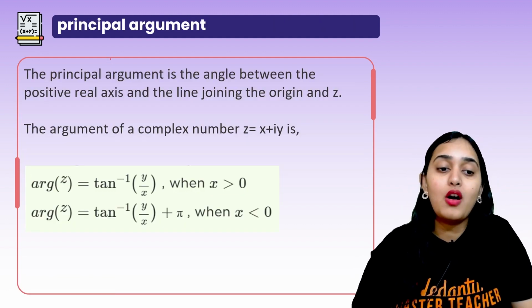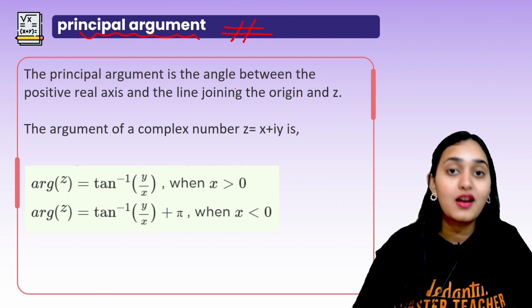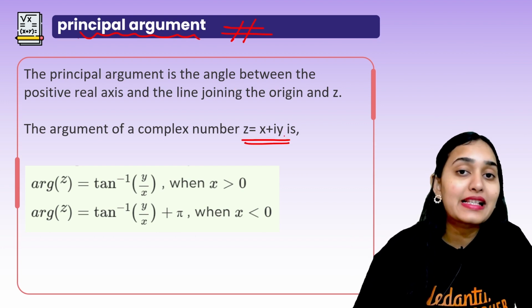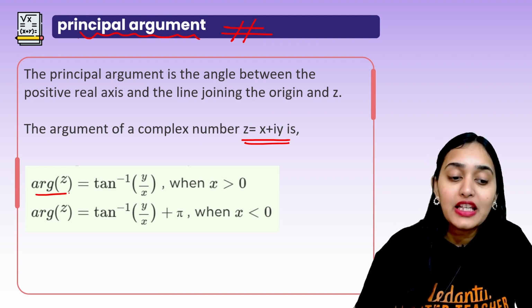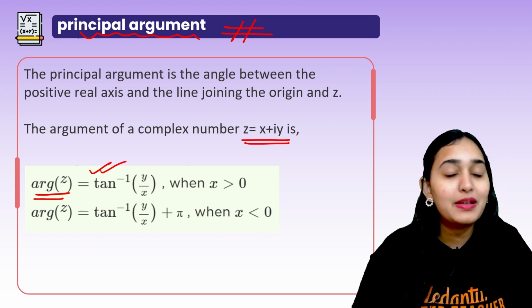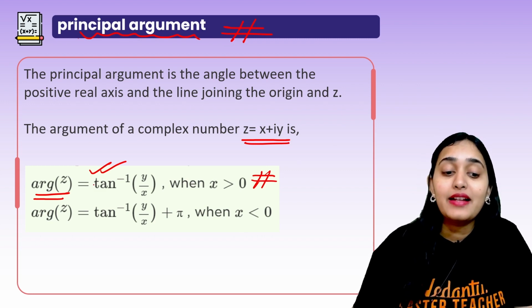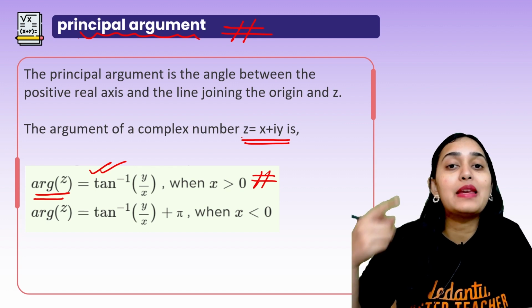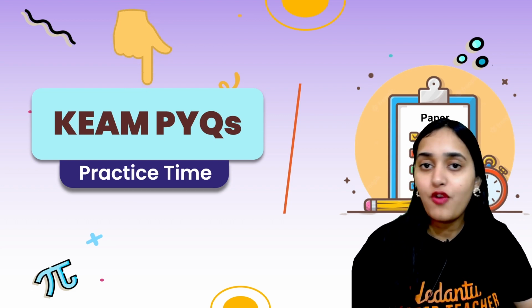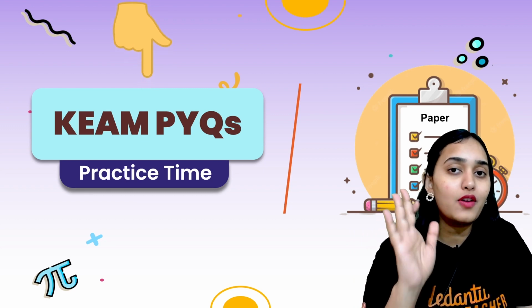Next, very important, the principal argument of a complex number. Every year they ask a question from this. What is the principal argument? If you have a complex number x plus iy, the argument of z is tan inverse of y by x. Please remember, super important formula. It is tan inverse of y, that is the imaginary part, divided by the real part. Got it? Only these formulas are used every year. Apart from this, you don't need any other formula from the complex numbers chapter.